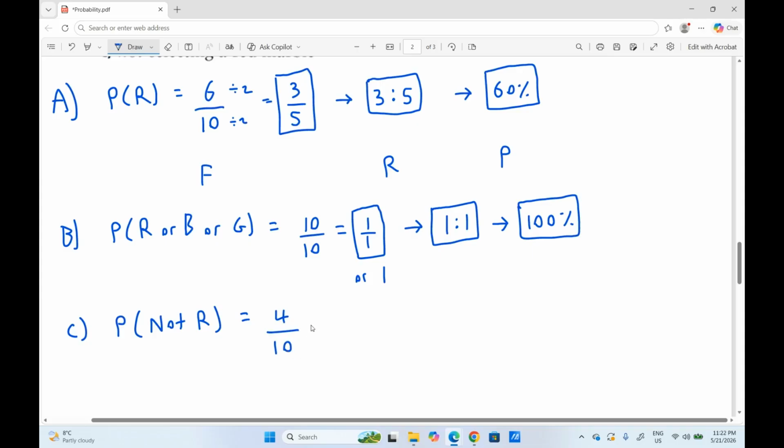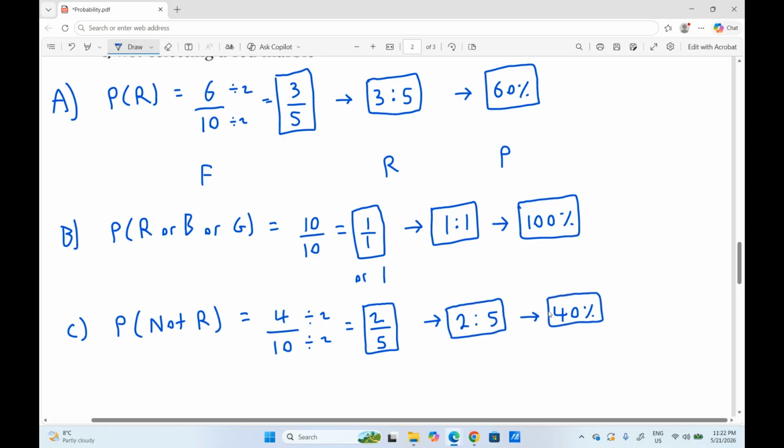So my probability should just be, as a fraction, 4 over 10. But if I divide both top and bottom by 2, I'm going to get 2 over 5. So 2 over 5 is going to be the probability as a fraction of not selecting red in the bag. And as a ratio, that's going to be 2 colon 5. And as a percent, that's going to be 40%. So I have a 40% chance of not selecting red.